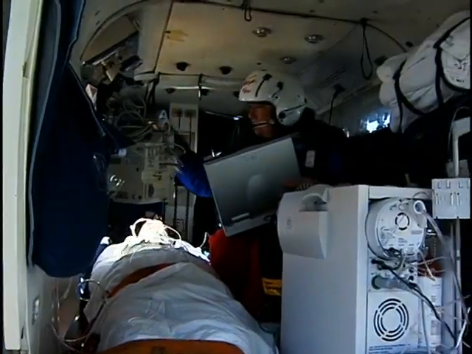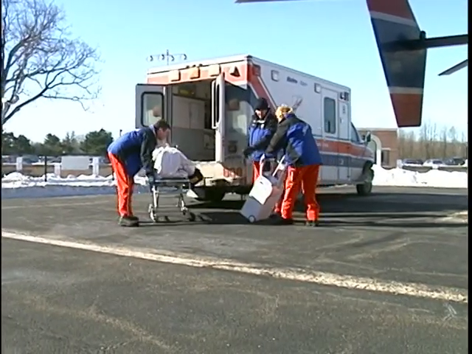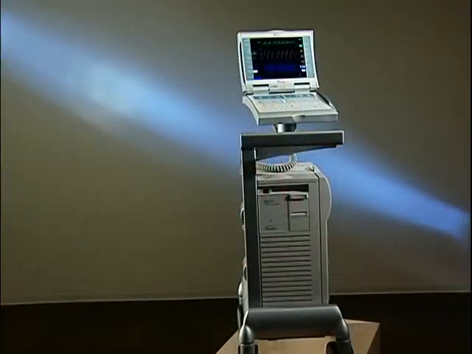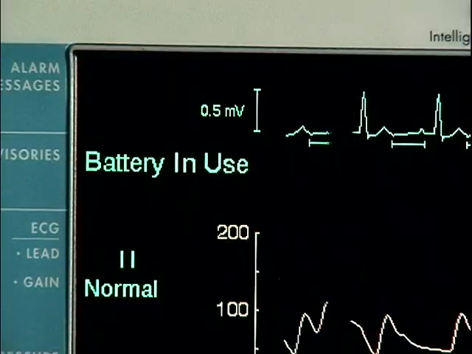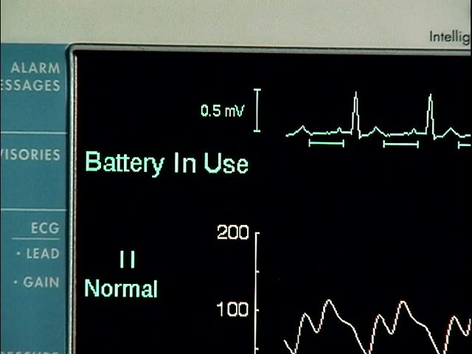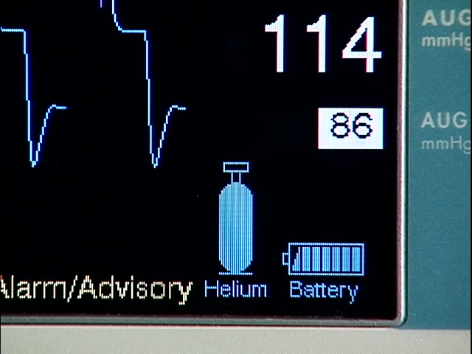During portable operation, the CS100 is powered by a rechargeable battery. Prior to portable operation, the battery should be fully charged. A fully charged battery is indicated by a continuously illuminated battery charging LED here on the front panel. The battery in use status message and the battery indicator are displayed here on the screen when the CS100 is operating from the internal rechargeable battery.